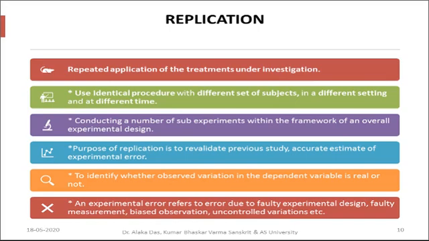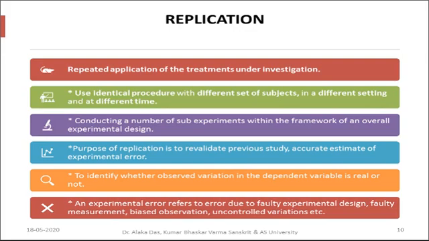Next is replication. Replication means repeated application. Here the investigator uses a single identical procedure with different sets of subjects in a different setting at a different time. The repeated application of the treatments under investigation helps the experimenter to estimate the experimental error. It helps the experimenter to identify whether the observed difference or variation caused by the independent variable on the dependent variable is real or not. It also helps to reduce the experimental error.